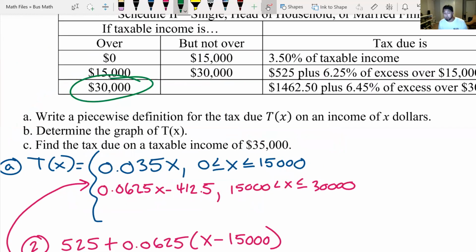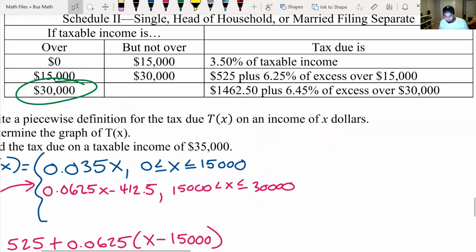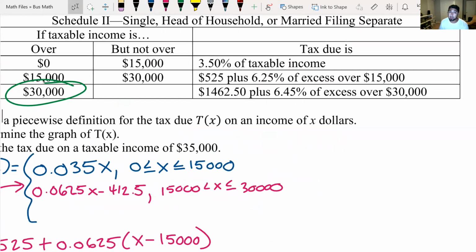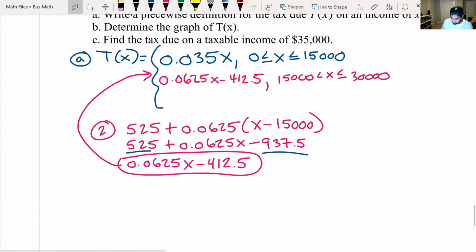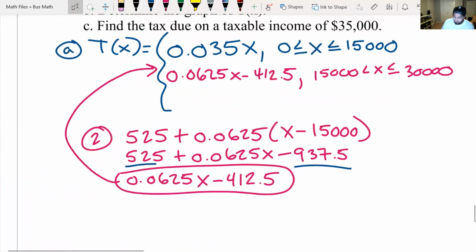It says if we make over $30,000, then the tax due is $1,462.50 plus 6.45% of excess over $30,000. So it's going to be the exact same setup as what we did for the second part. So that's where we'll begin. We'll call this part 3.